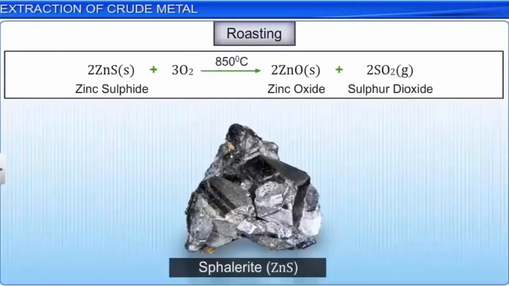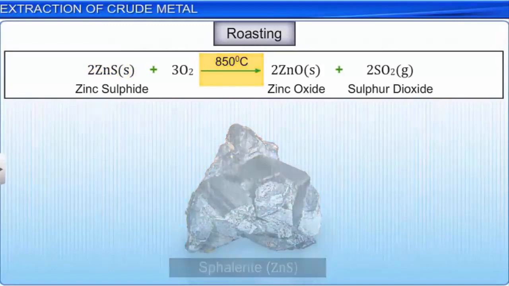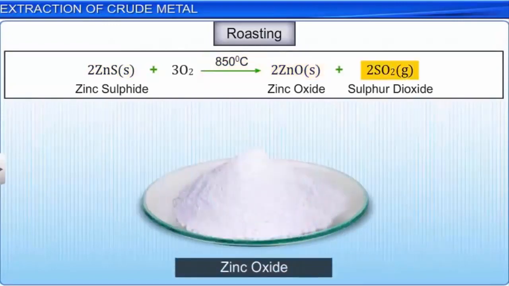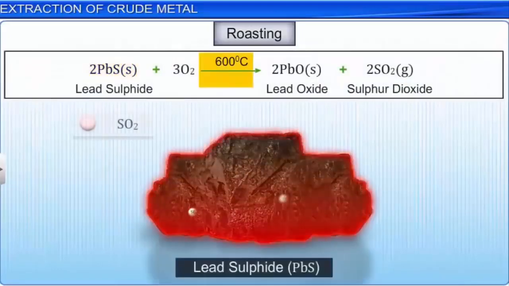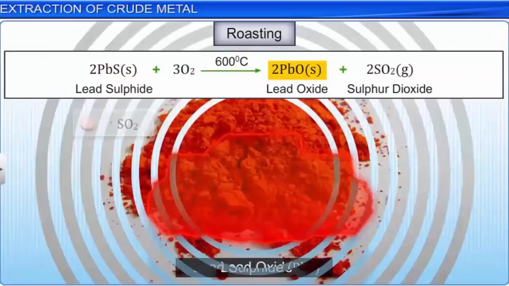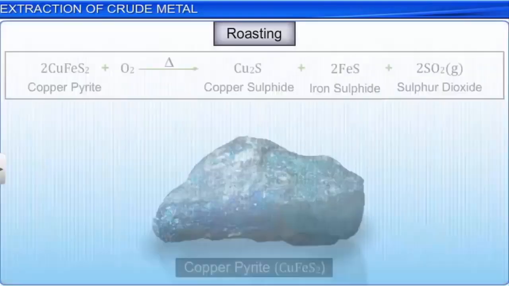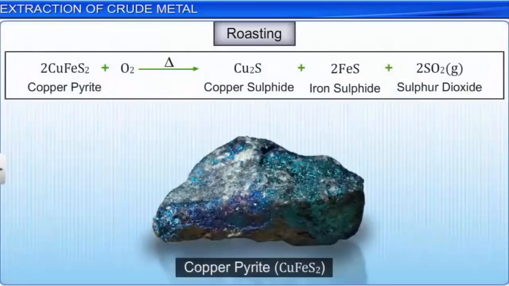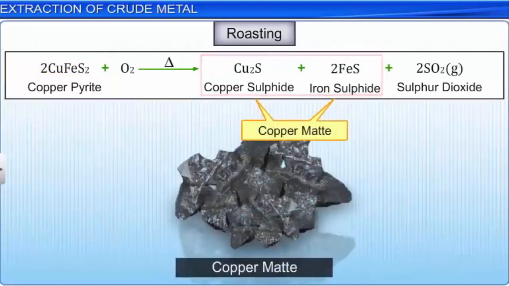For example, sphalerite or zinc sulfide is heated at about 850 degrees centigrade to give zinc oxide and sulfur dioxide. Lead sulfide is roasted at about 600 degrees centigrade to give lead oxide and sulfur dioxide. When sulfide ores of copper, like copper pyrites, is subjected to roasting, copper is produced in the form of copper matte, which contains copper sulfide and iron sulfide.